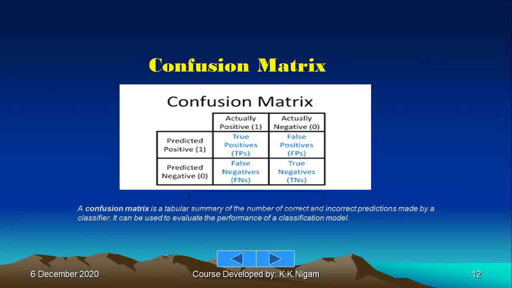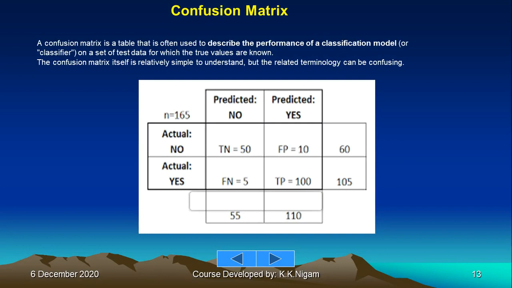Let's now talk about the confusion matrix. The confusion matrix is a very helpful feature available with decision trees and in artificial intelligence. It is a tabular summary of the number of correct and incorrect predictions made by the classifier. It can be used to evaluate the performance of a classification model. The confusion matrix is a table that is often used to describe the performance of a classification model, or classifier, on a set of test data for which the true values are known.